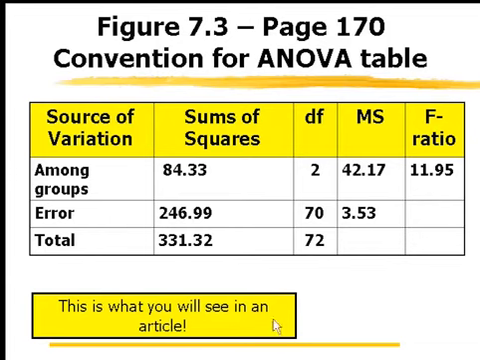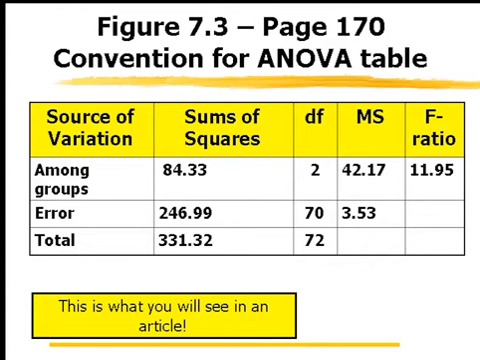The mean squares is the sums of squares divided by the degrees of freedom, which is 42.17 in this instance. The mean square error is the 246.99 divided by 70, which is 3.53. So the mean square among groups is 42.17 and the mean square error is 3.53, so the F ratio is 11.95. So far, what we've done is repeat what I showed you in the calculations. Now, how do you decide whether it was statistically significant or not?